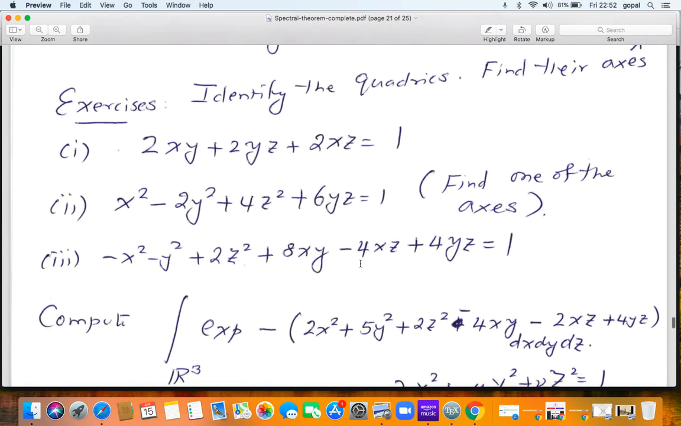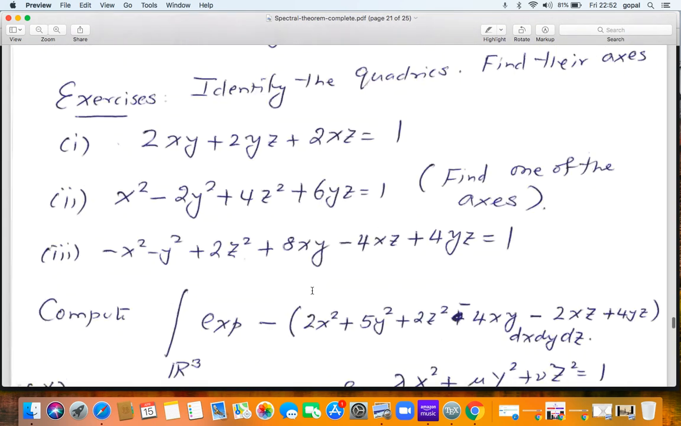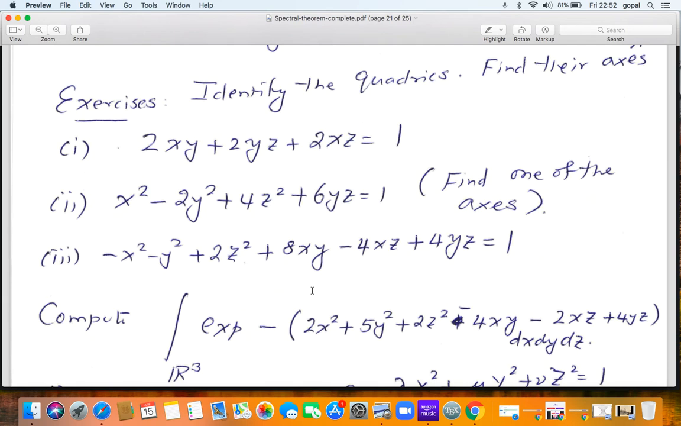So here are some exercises on identifying these loci. These exercises will be taken up in the next tutorial class. I'm going to put this up on the Moodle very soon.